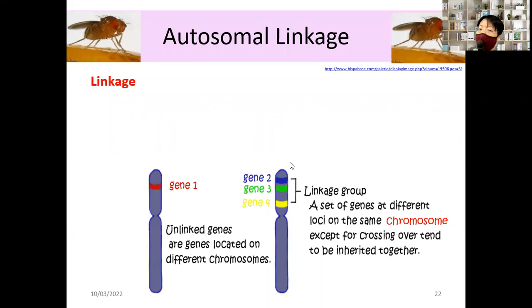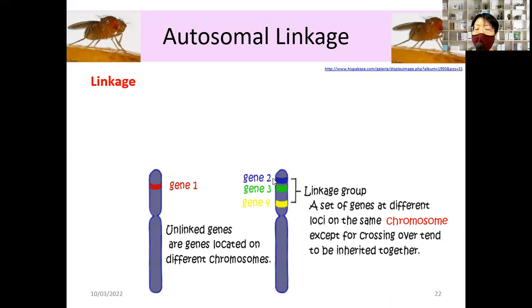And therefore, they shouldn't have the same length. Correct or not? They should not have the same length, okay? So you can see that in this chromosome, you got gene 1, this chromosome, gene 2, gene 3, gene 4. So gene 1 is not located in the same chromosome as gene 2, gene 3, and gene 4. So gene 1 is an unlinked gene with gene 2. It's an unlinked gene with gene 3, an unlinked gene with gene 4. Whereas gene 2, gene 3, gene 4 are linked genes.